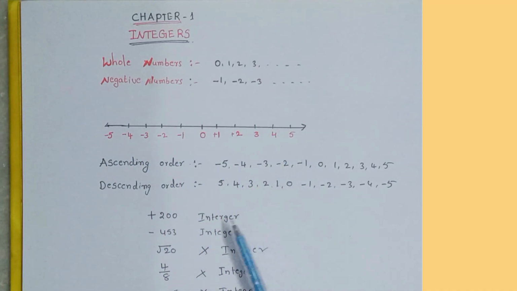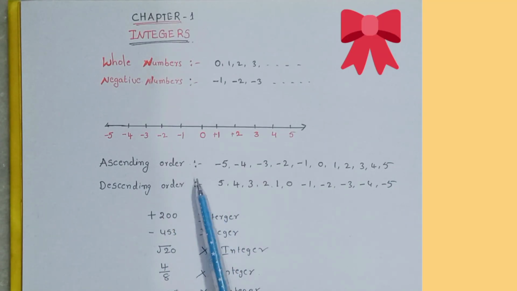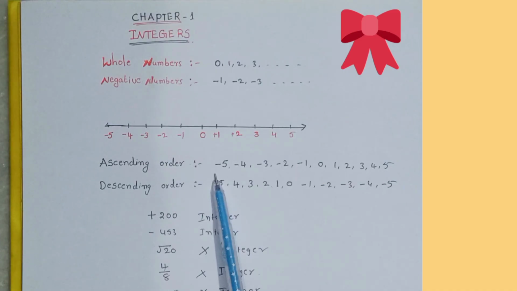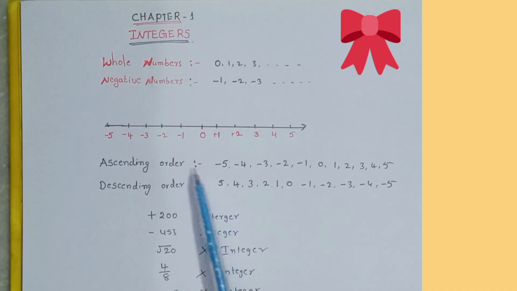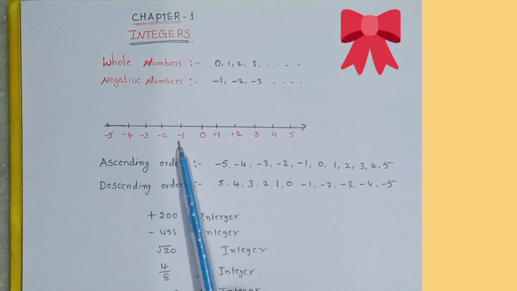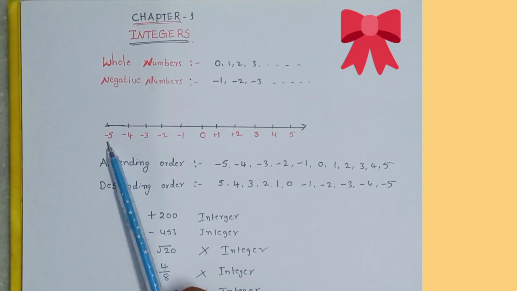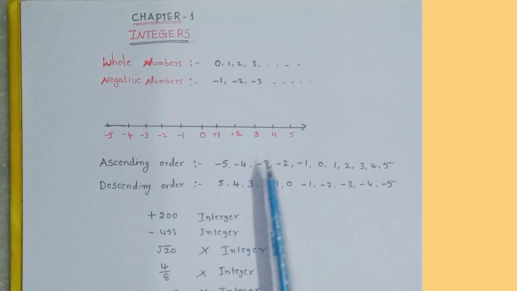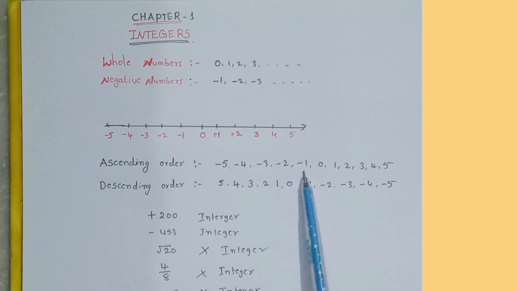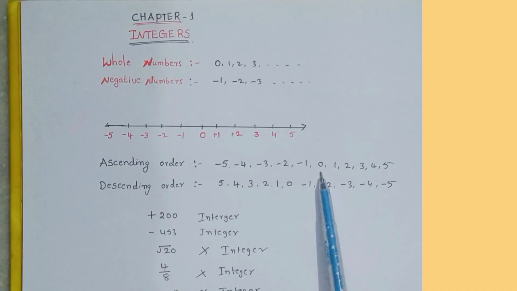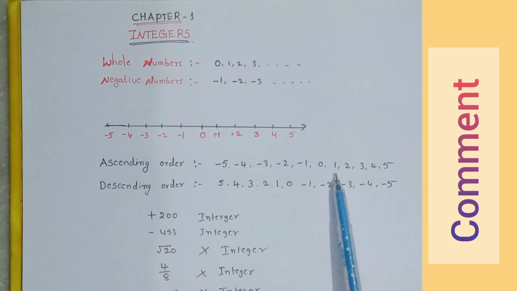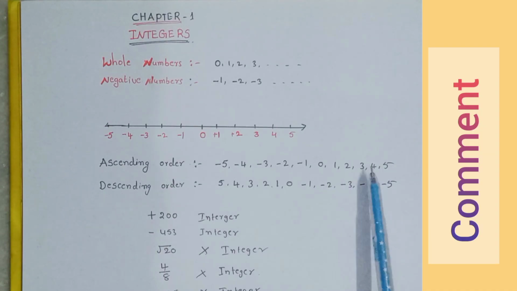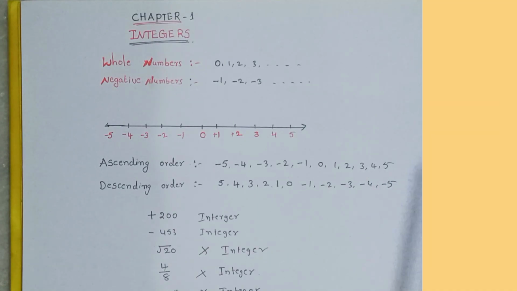Let us write the ascending order. In ascending order, we write from the smallest to the biggest number. Negative numbers are always small numbers, so minus 5 is the very smallest number. Minus 5, minus 4, minus 3, minus 2, minus 1. Next we write 0, and then the positive numbers: 1, 2, 3, 4, 5, and so on.